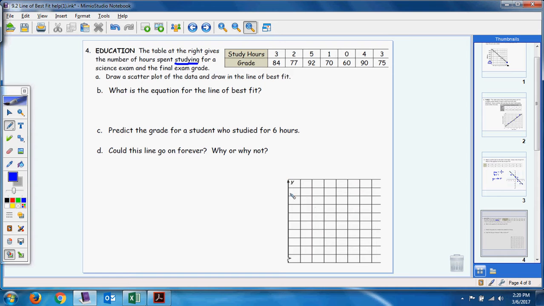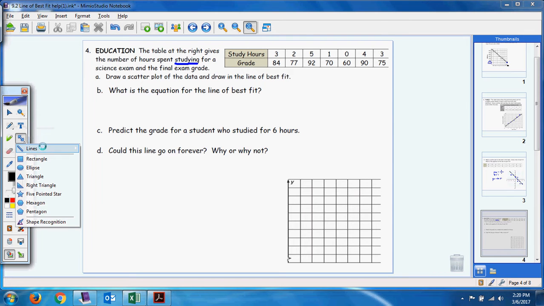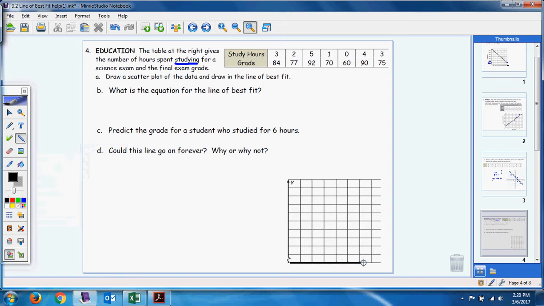If you notice here, you've got your x and your y axis. So let me go ahead and maybe make it just a little bit darker for you guys. So down here. Now, if you notice, it might be wise if you say the study hours is the x. So I'm going to go ahead and write that in, study hours. And then the y would actually be the grade.